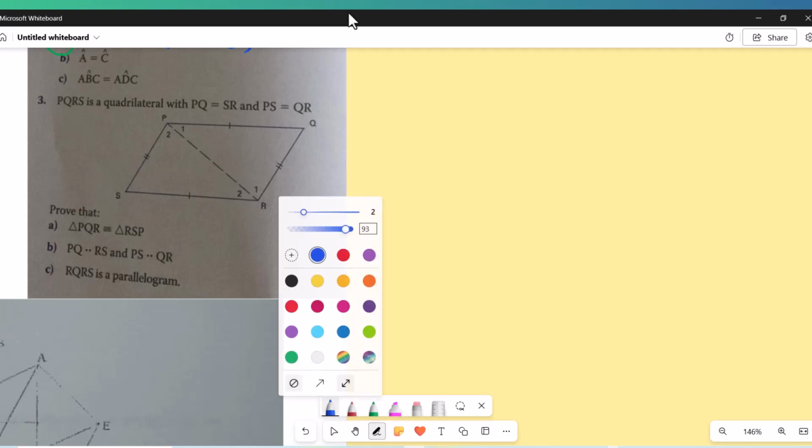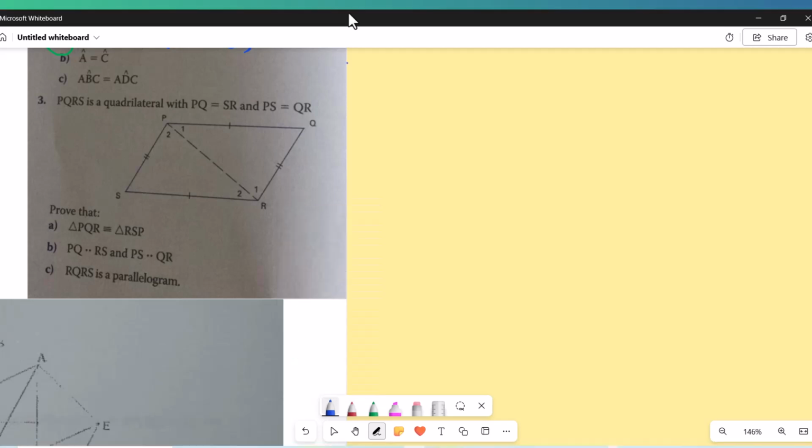Yes, please. I was about to say, angle PQ is equals to SR. It's given. Now look here. Be careful. The PQ is not an angle. PQ is what? Is a side, isn't it? Yes, sir. So you have to be careful. But otherwise you are correct. Okay. Now we're doing question 3A here.